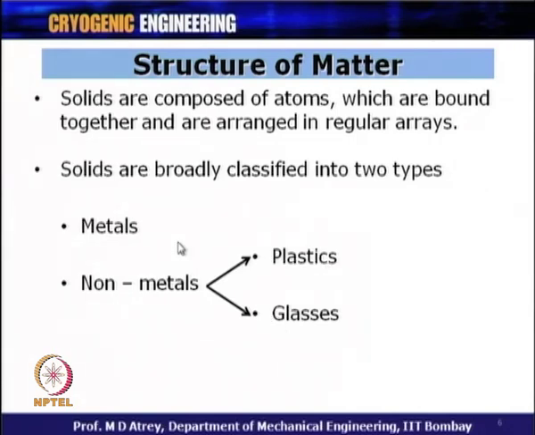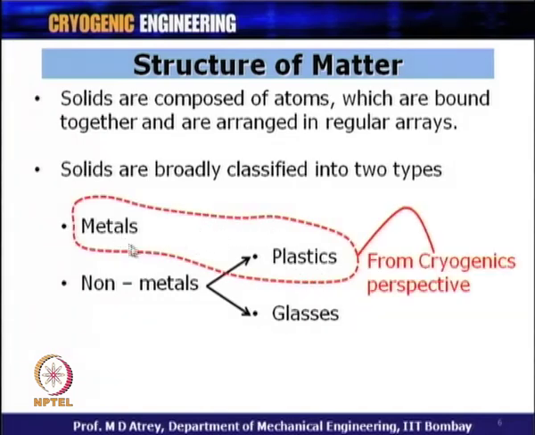In any cryo container, for example, or any cryogenic equipment, we can have metals, we can have plastics, and we can have glasses also. While glasses make a very special case, in most places metals are used and plastics are also used sometimes to support the metal. Therefore, I am keeping this lecture limited to discussion regarding metals and plastics, and we will study the property variations of these materials at low temperature. So, from a cryogenic perspective, I will discuss metals and plastics only.